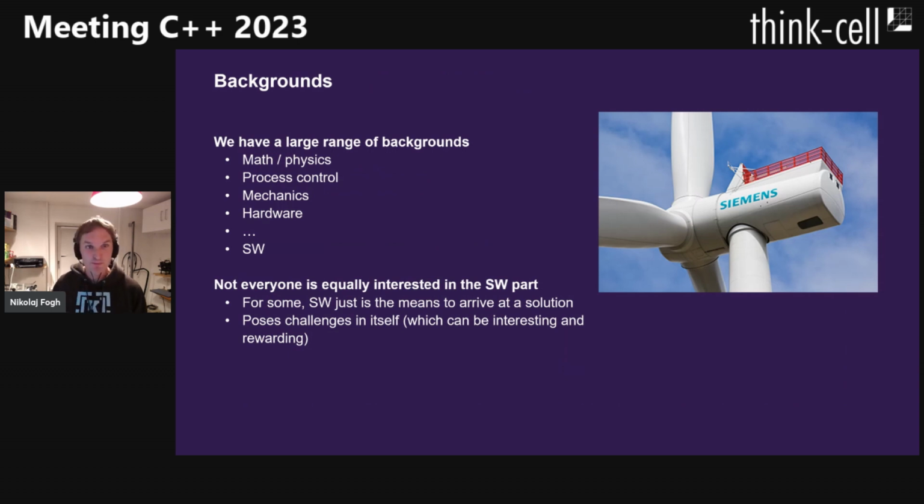But first, a bit about the people that work here. So we have a very large range of backgrounds. We have people that are good at math, we have physicists, we have process control, which I'm part of as well. We have people that are very good at mechanics and hardware, and also we have people that are good at software. But not everybody is equally interested in the software part itself. They use software as a tool to solve their problem, and that's basically what software is. It's just a tool that we use to solve a problem. It's a very good tool, and it's a very flexible one, but it's still just a tool.